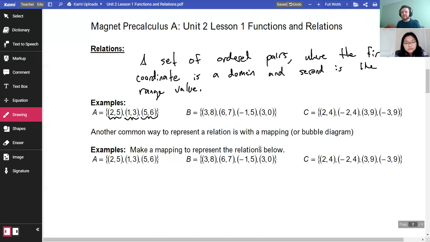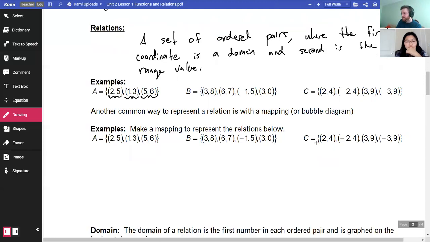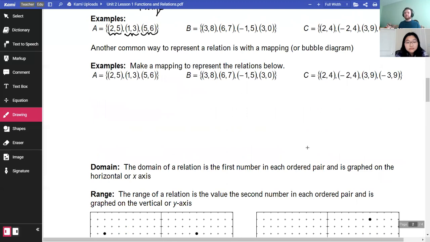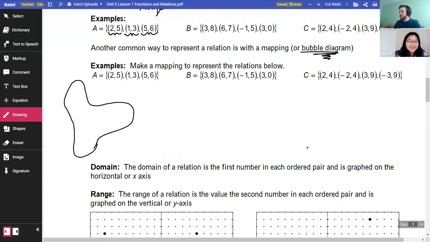The key with a relation is there is a relationship. Two is being related to five. One is being related to three. Five is being related to six. That's where that word relation comes from. Right? Why do we care about relations? It allows us to develop the idea of a function. So before we get to that, let me give myself some bubble diagrams to further explain what a relation is. So that was a terrible bubble. Sometimes I'd like to make my bubbles more fun. All right, here are two sets.